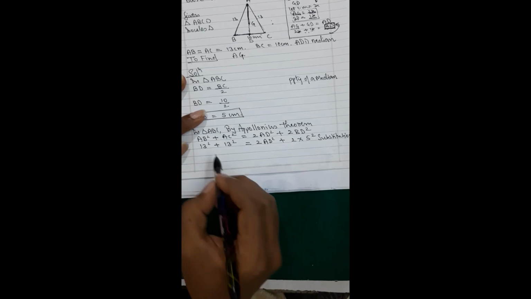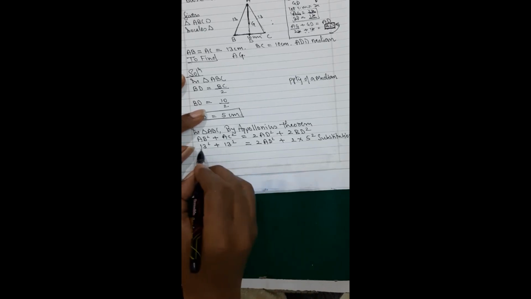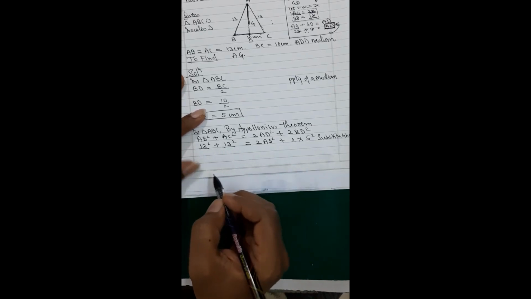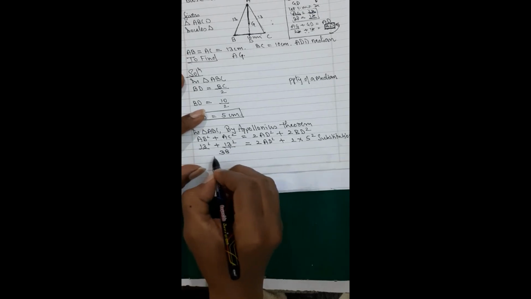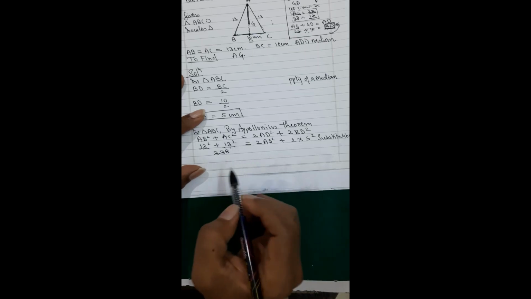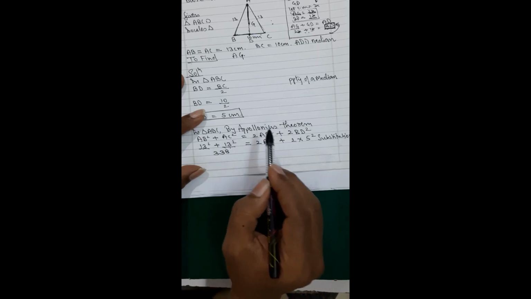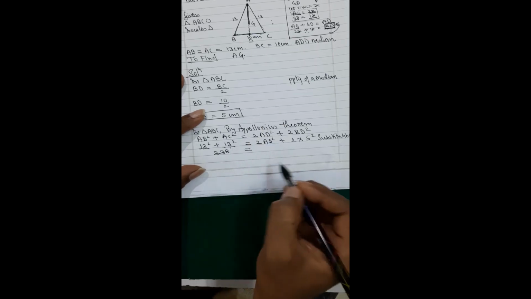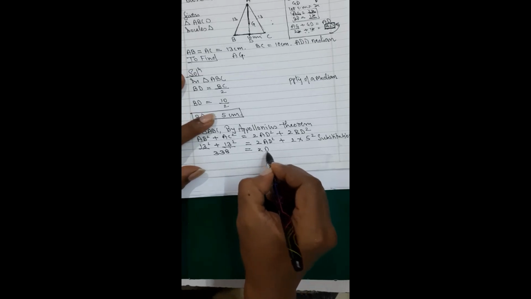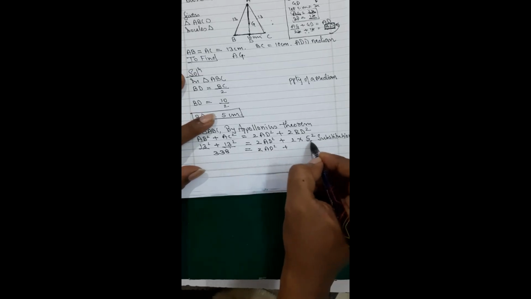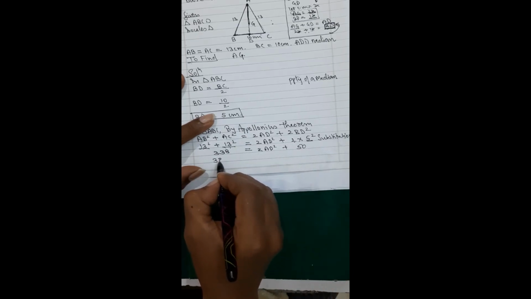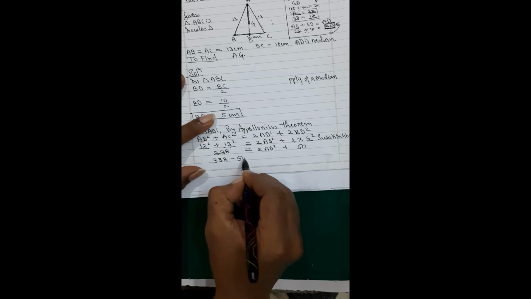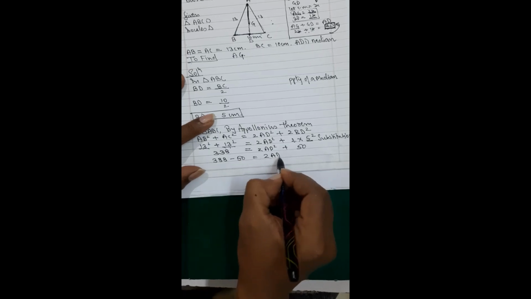Fine. 13 square is 169, plus 169. 2 9s are 18, 2 6s are 12, 13, 2 1s are 2, 3: 338 is equal to 2 AD square plus, 5 5s are 25, 25 into 2, 50. Now 50 comes over here. I get 338 minus 50 is equal to 2 AD square.